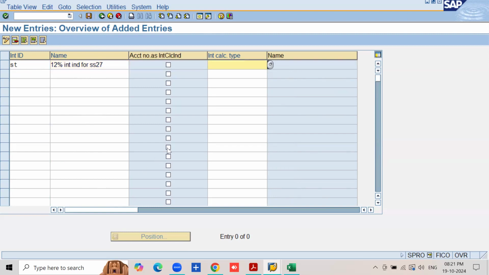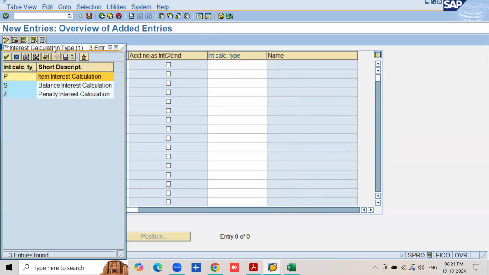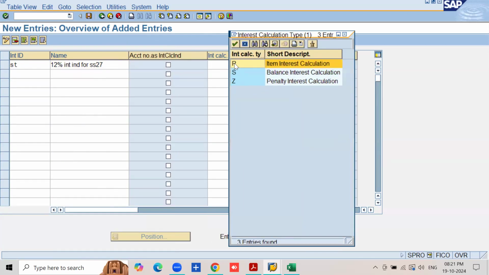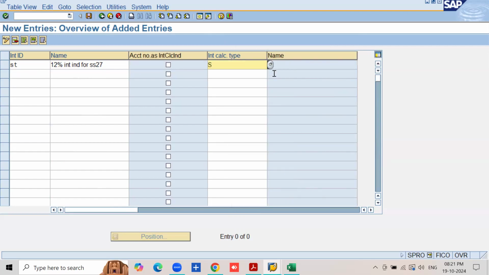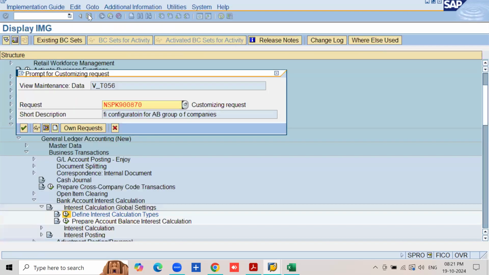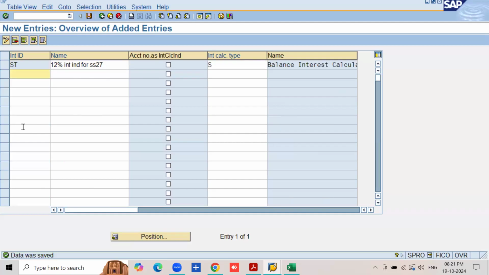Interest calculation type. Look at the screen. If you press F4, you can see three types of interest calculation: P, item interest calculation; S, balance interest calculation; Z, penalty interest calculation. We should compulsorily select S only because we are in the general ledger. Click on save. Write down the table name: T056.